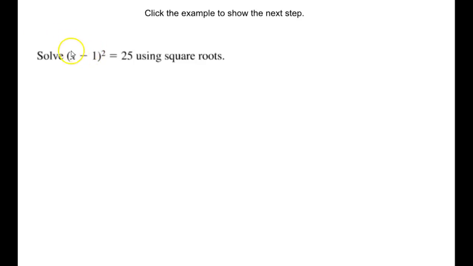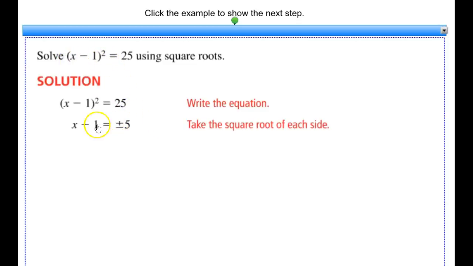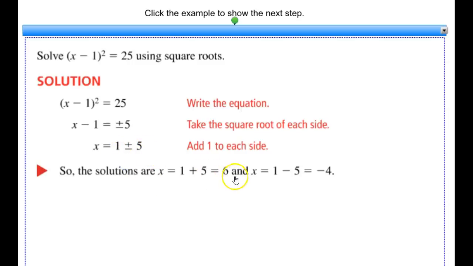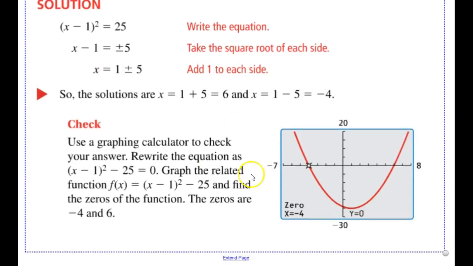So now here's a little more complicated one. I've got something else with this x on the left side, but I can still use square roots to solve this. So now that this thing that's squared is all by itself on the left-hand side, I can go ahead and take the square root of each side. And again, when I take the square root, I have the positive and the negative root. So that's where my plus or minus 5 comes in. Well, and then to get x by itself, I add 1 to both sides. So I end up with 1 plus 5 and 1 minus 5. So my two solutions are 6 and negative 4. And I can double check that using my graphing calculator. Just check where my graph crosses the x-axis and see that I was right.